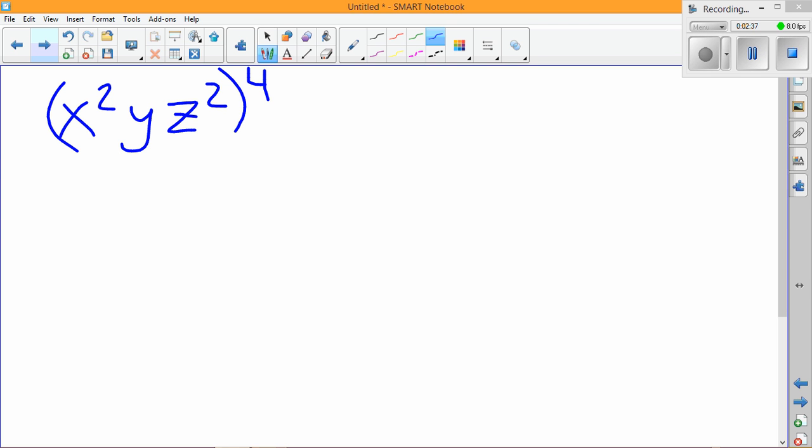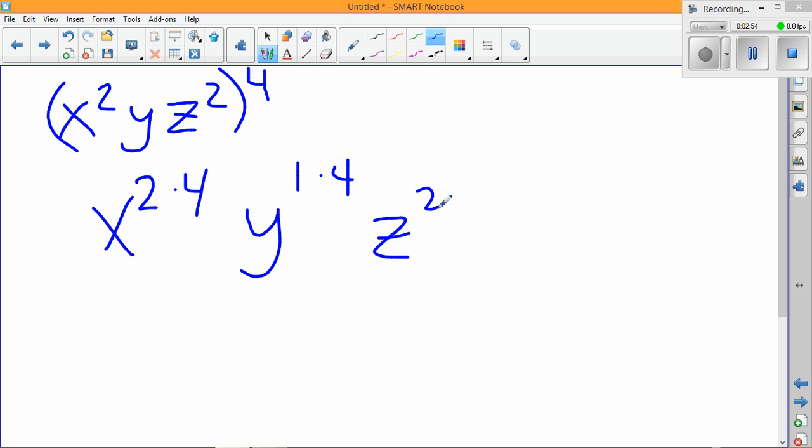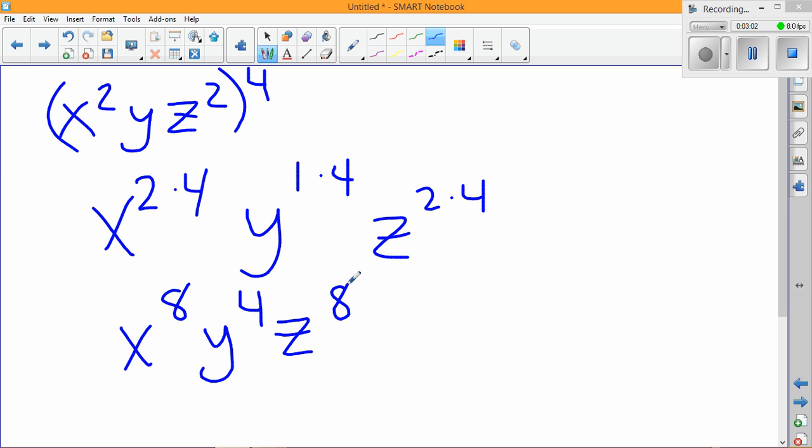And lastly, same kind of problem with the variables. We've got variables multiplied together, all raised to the 4th power. So you have x to the 2 times 4 times y, and again there's no exponent, so it's 1 times 4, and z to the 2 times 4. So we'll get x to the 8th, y to the 4th, and z to the 8th. And that is as simple as it gets.